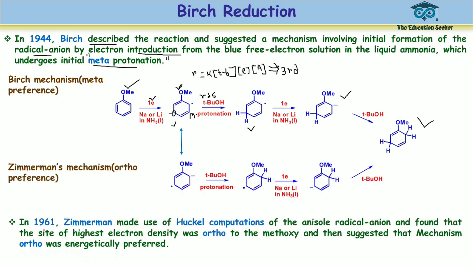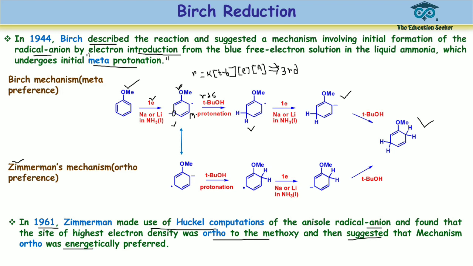Now Zimmermann in 1961 made use of Huckel computations of the anisole radical anion and found that the site of highest electron density was ortho to methoxy, and then suggested that the ortho mechanism was energetically more preferred. Now the Zimmermann mechanism is known as the ortho mechanism because of ortho protonation.